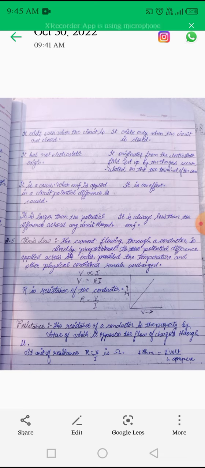Resistance. The resistance of a conductor is the property by virtue of which it opposes the flow of charges through it. SI unit of resistance, R equals V upon I, is ohm. 1 ohm equals 1 volt upon 1 ampere.